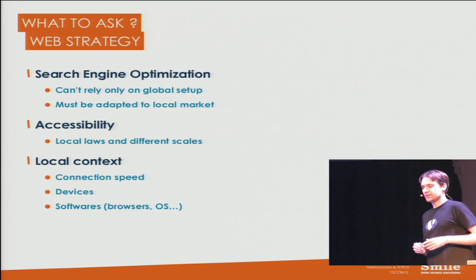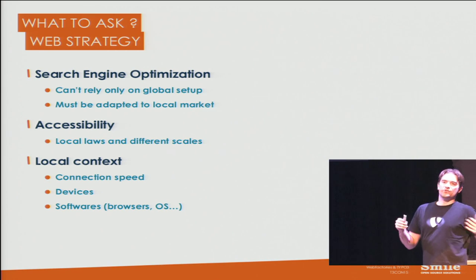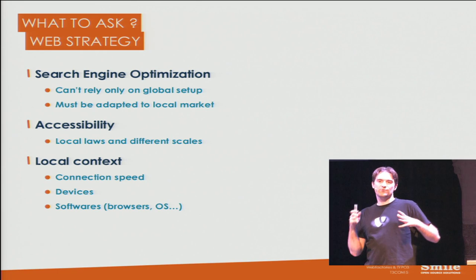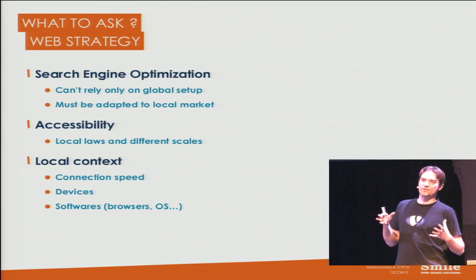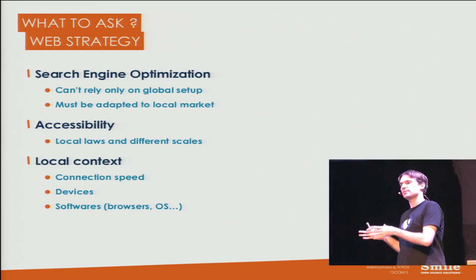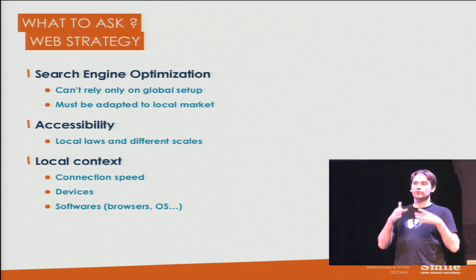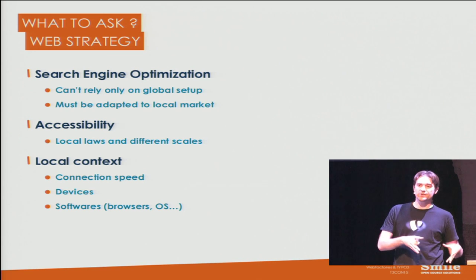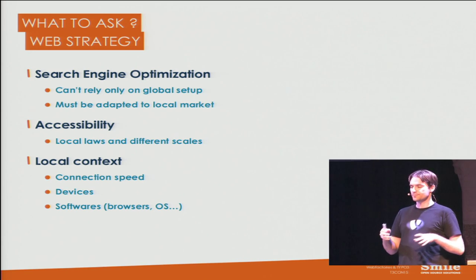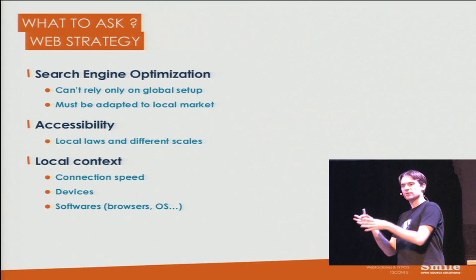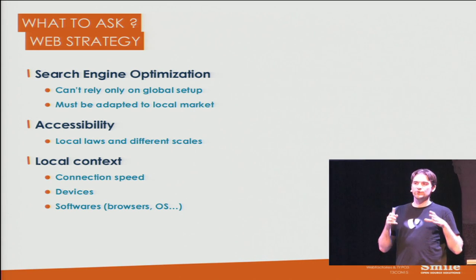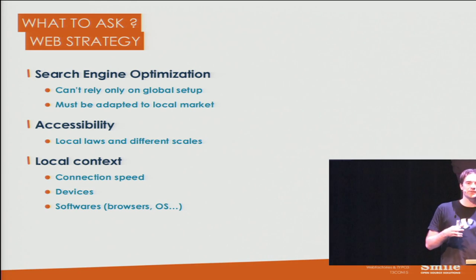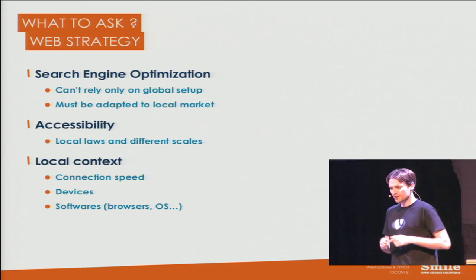Then a web strategy. Search engine optimization, we can't rely on a global setup. If you are having a worldwide website, the search engine optimization for the United States or for Europe or for Japan is not the same. Some points are important for us, not for other people. So it must be adapted to each local market. So your platform needs to be able to adapt to every market it will address.